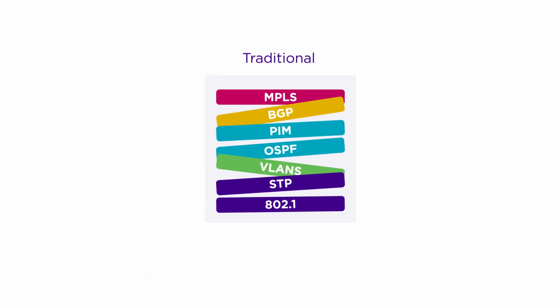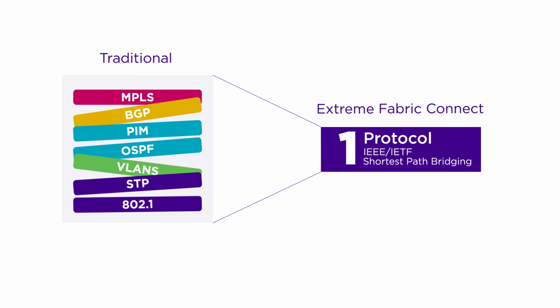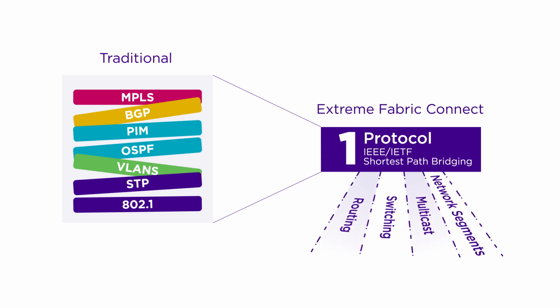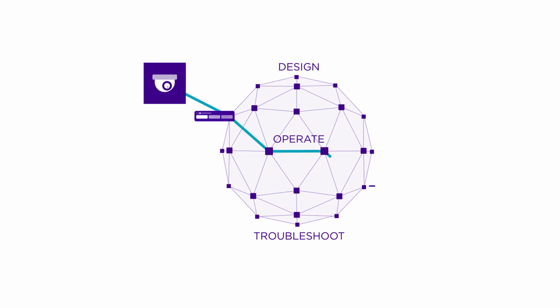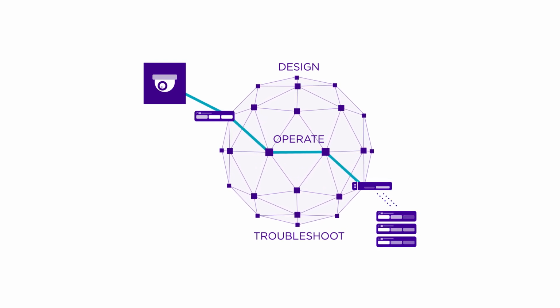Rather than layering protocols, Fabric Connect simplifies the network by using a single advanced control plane for all of your routing, switching, multicast, and segmented traffic. With just one protocol, the network is simpler to design, operate, and troubleshoot. Recoveries are sub-second, so users don't even notice.